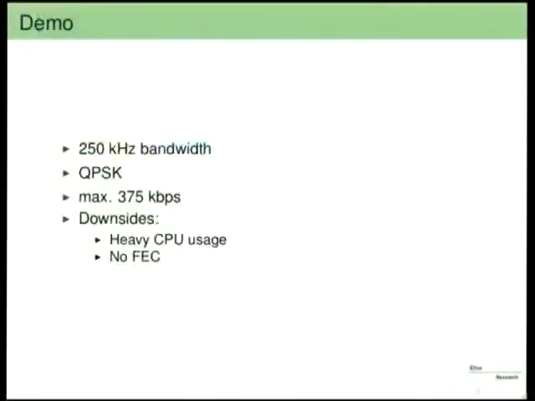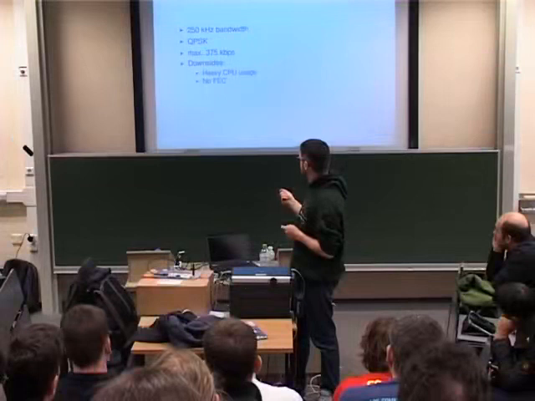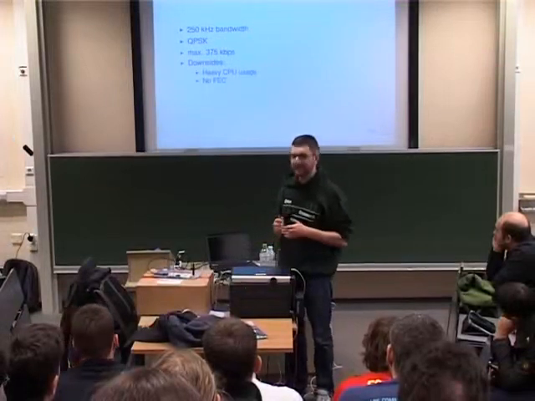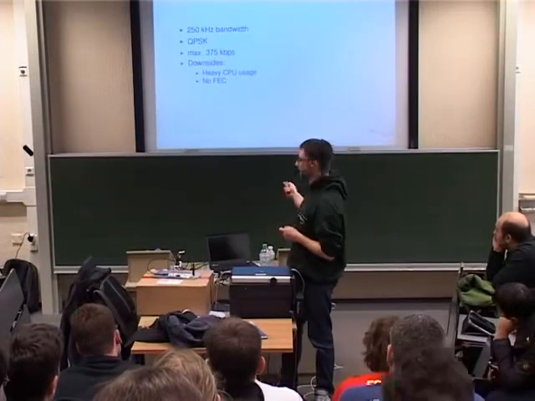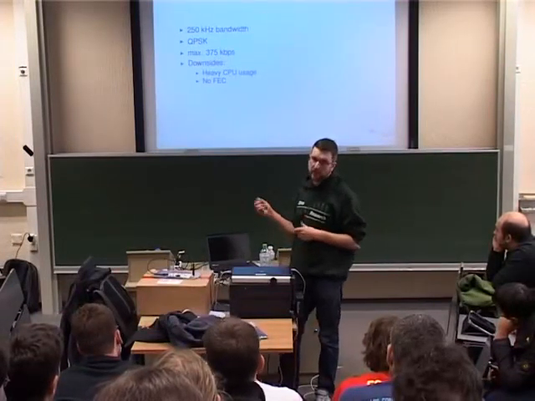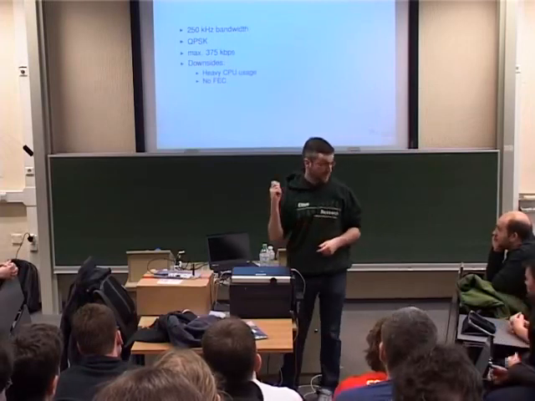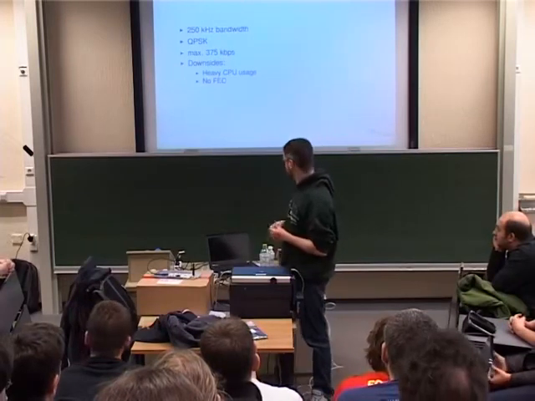In this demo that I was just demonstrating, I'm using 250 kilohertz of bandwidth, which isn't much. With QPSK modulation, if you do the math, you get 375 kilobits. But that's the maximum value. It's always less than that because I'm not accounting for headers, and if you add forward error correction, which I'm not doing here, then it'll still go down.